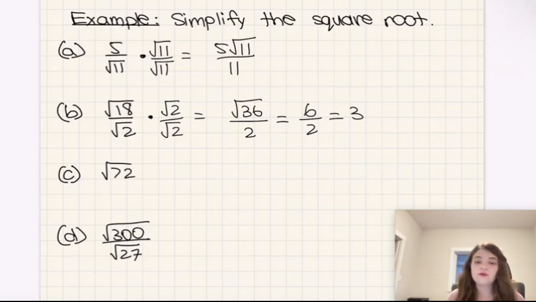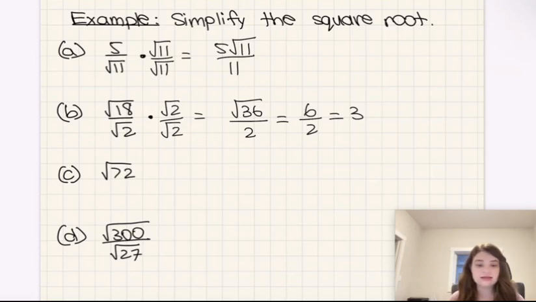Okay, what about square root of 72? Well, there's certainly no fractions here, and there's also certainly no roots in our denominator because we don't have a denominator. So the only possible thing that could potentially be wrong with this is it might have a factor that is indeed a perfect square other than 1.